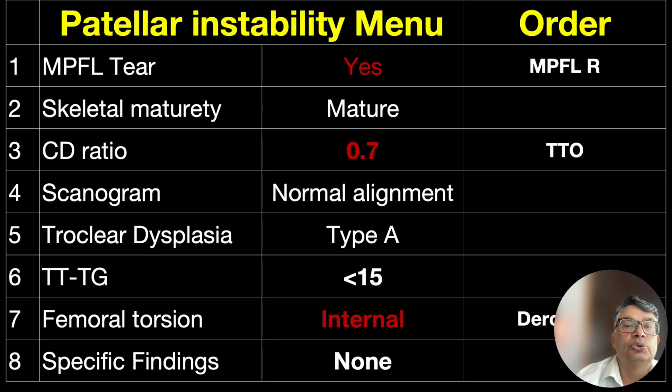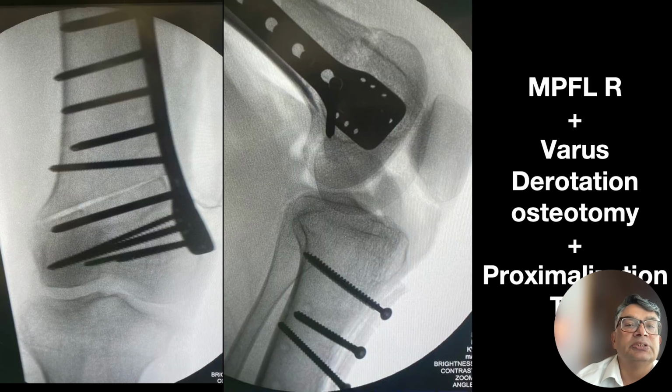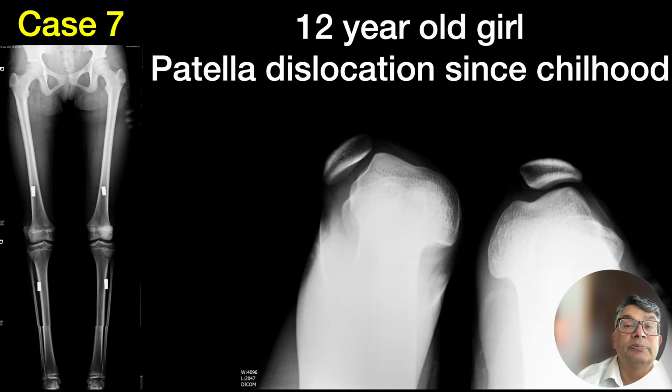MPFL tear, Caton-Deschamps ratio 0.7, but patella alta actually she had. So we had to do a proximalization of the tibial tubercle, and there was a femoral internal torsion. So we did a derotational osteotomy. So this is what she received: MPFL, derotation osteotomy, and the proximalization of the tibial tubercle.